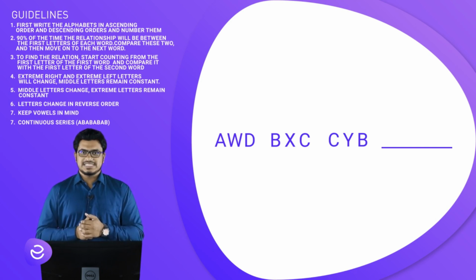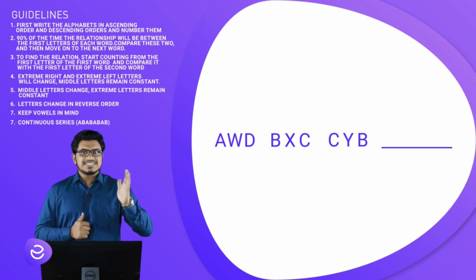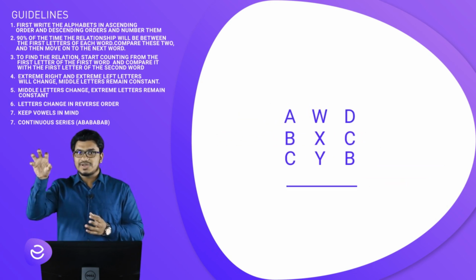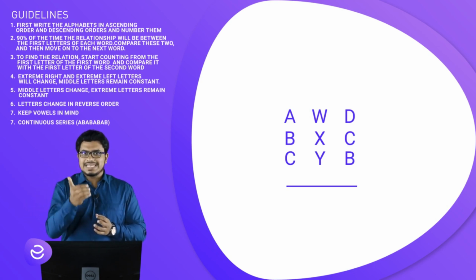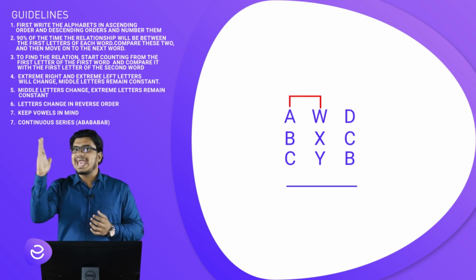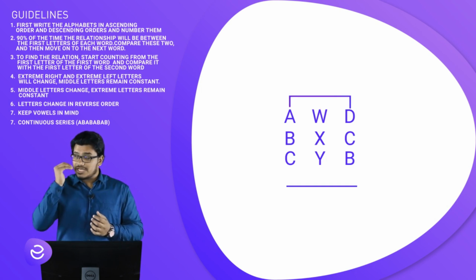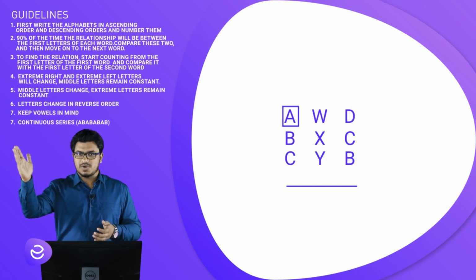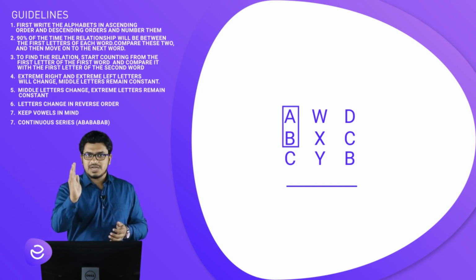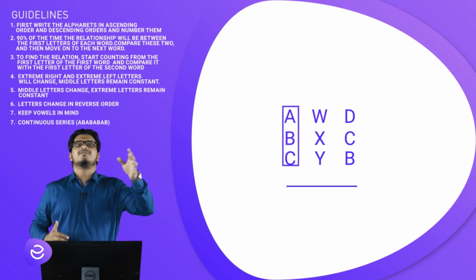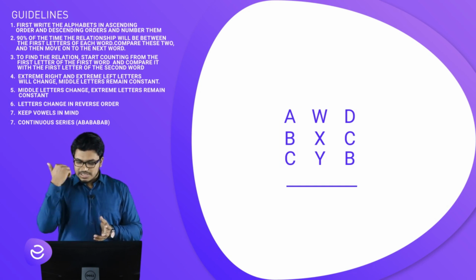In letter series, there is a simple concept. The first letter of every word will have the relationship. The first element you get is AWD. The second element you get is BXC. Here the relationship is not between A and W, and it might not be between A and D. The relationship is between the first letter of the first word and the first letter of the second word, which again goes to the first letter of the third word, and then you have to find the first letter of the fourth word. Okay, so take the example.